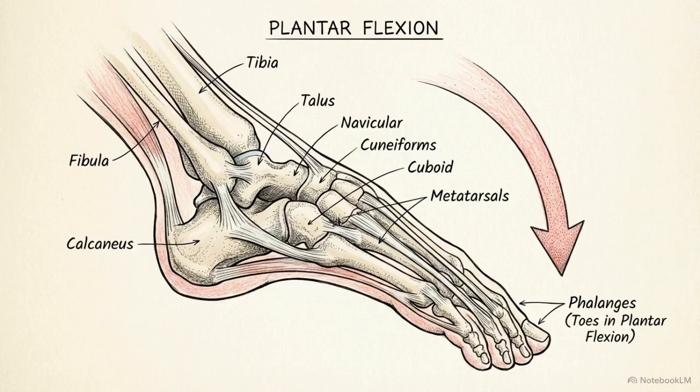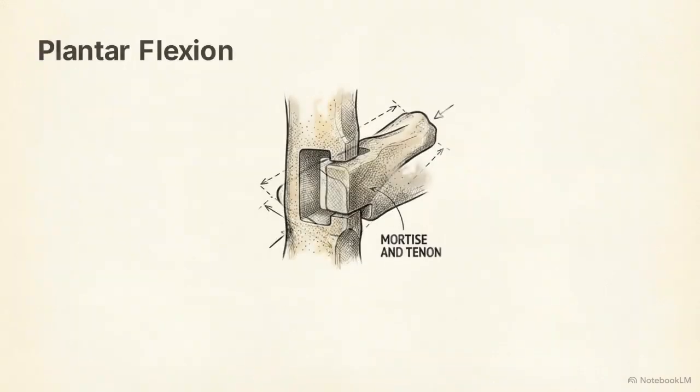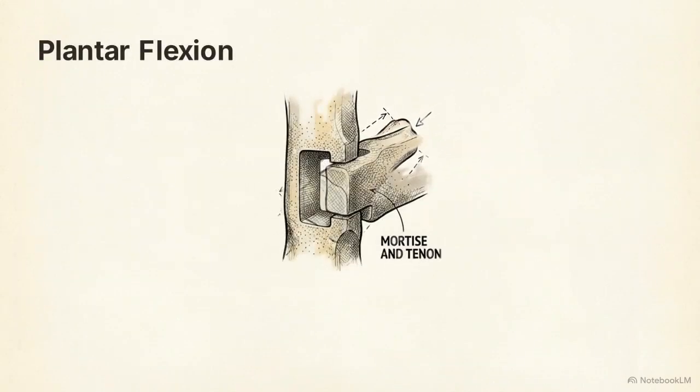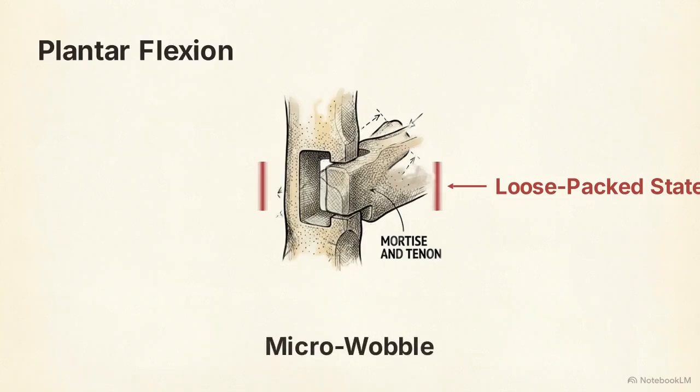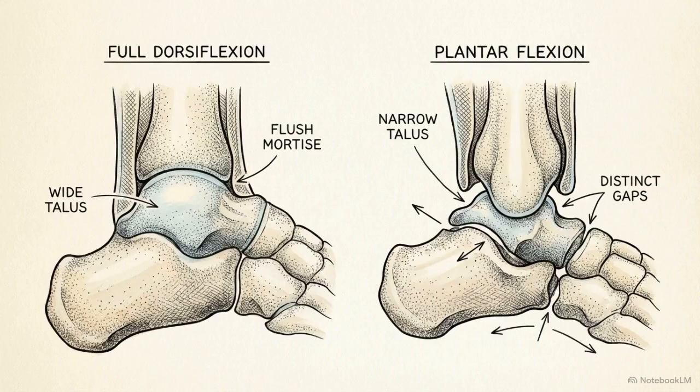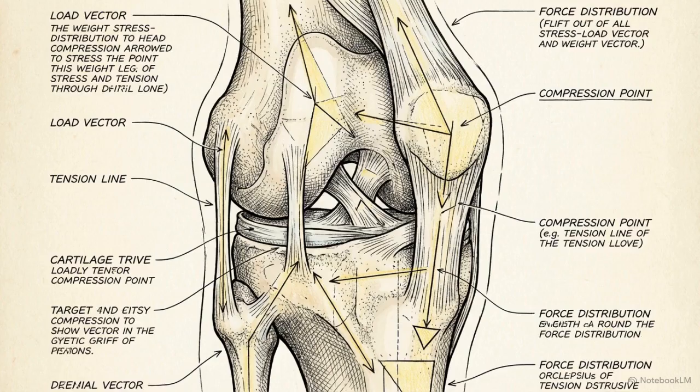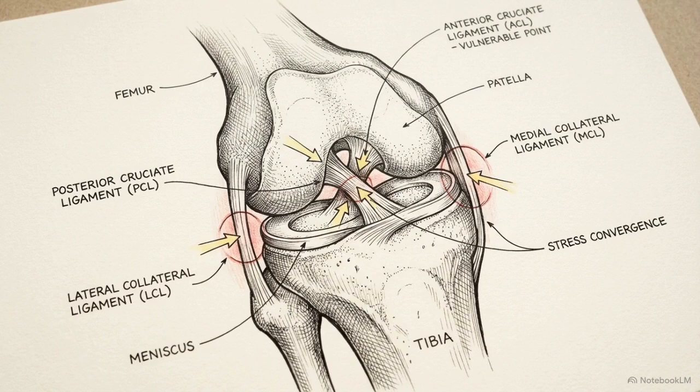The mechanics completely reverse when you point your toes downward in plantar flexion. As the narrow posterior portion of the talus slides into the mortise, it leaves empty space between the bone and the socket walls. This creates a vulnerable, loose-packed state with a high potential for microwobble. The ankle's structural geometry dictates that its physical vulnerability is strictly determined by its mechanical position in space at any given millisecond. Connecting these theoretical models to clinical data reveals that the most common joint injuries occur exactly where these anatomical designs are most vulnerable.